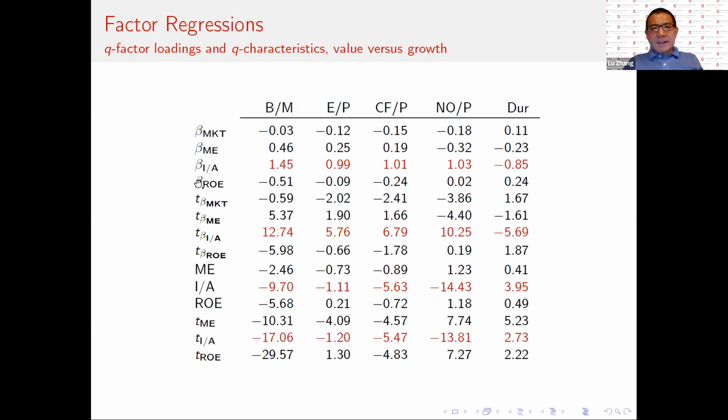In terms of investment factor loadings, our investment factor is low minus high investment. Therefore, value minus growth means low minus high investment. That's why the value-minus-growth investment factor loadings are all significantly positive. Again, you have to flip the sign on duration. Whereas for ROE, it's a little bit different, not a whole lot.